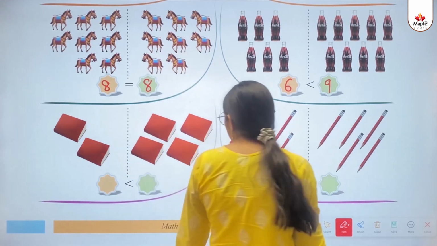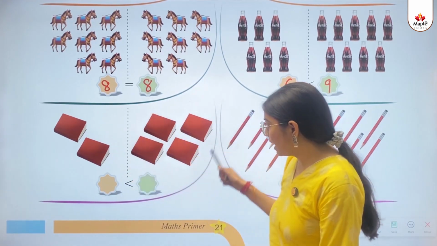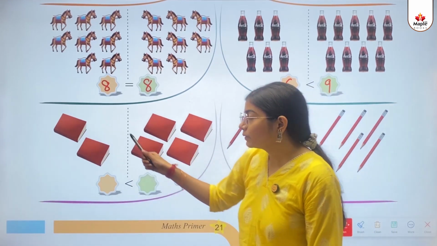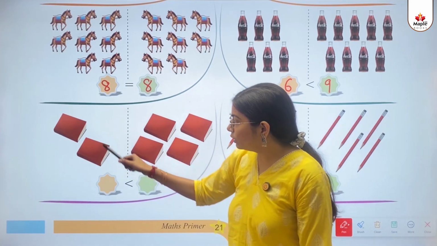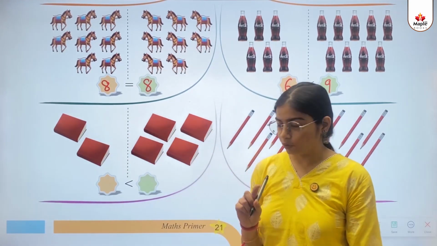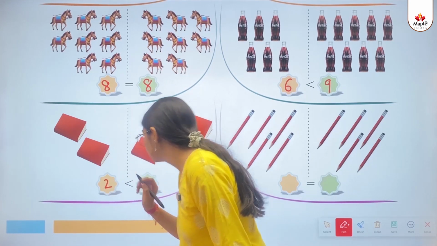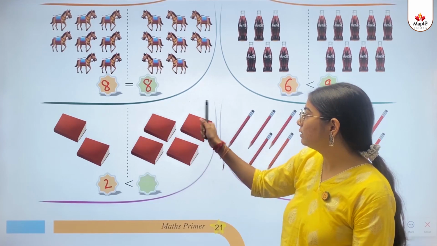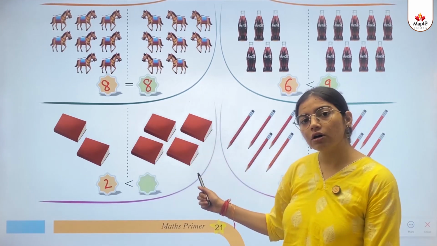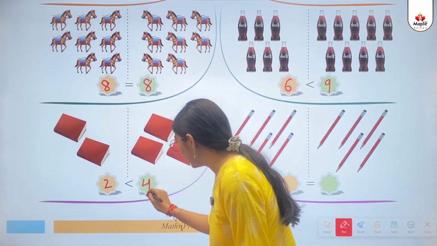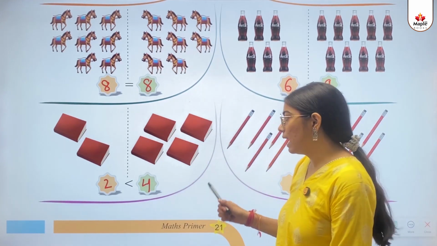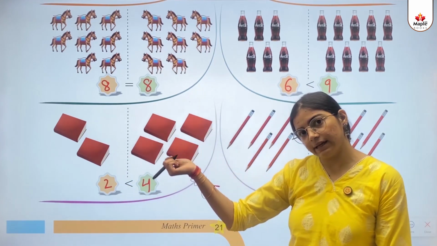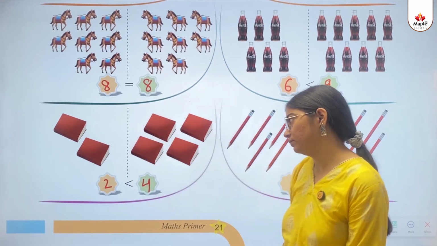Got it? Then, in this part, as you can see, there are books given here. In this part, there are only 1, 2 books. Then, on the other side, there are 1, 2, 3, 4. 4 books. So, we will write 4 here. Now, we can see that 4 is greater than 2, or we can say that 2 is less than 4. Got it?